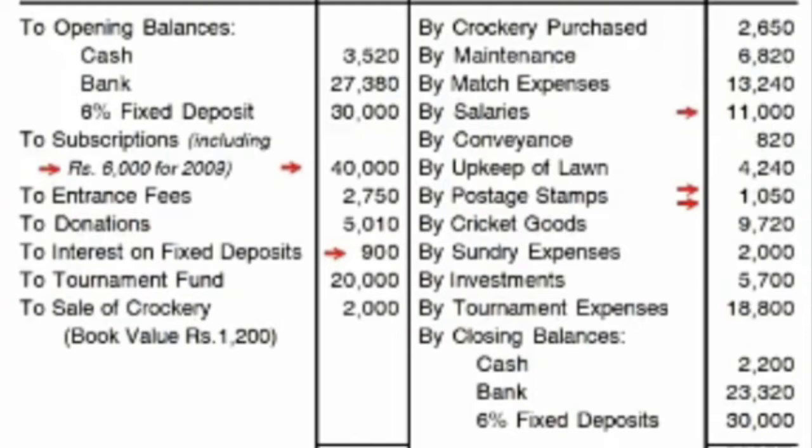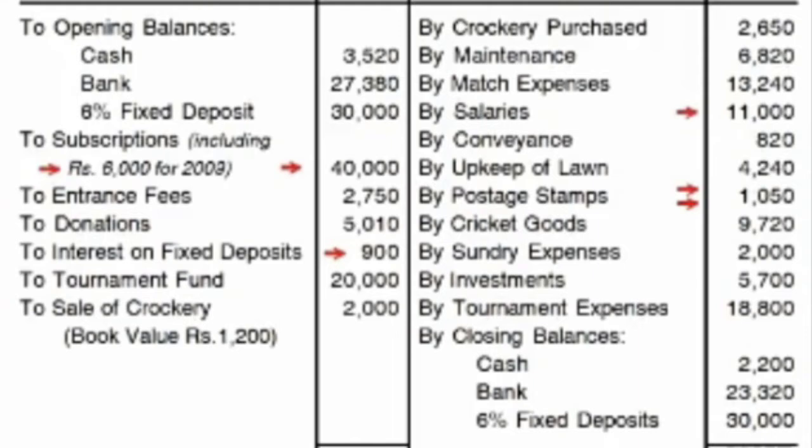First, you should draw income and expenditure account for the year ending 31st December 2010 and a balance sheet as on 31st December 2009 and one more balance sheet as on 31st December 2010. The first item is the opening balances. Cash 3520, bank 27,380, 6% fixed deposit 30,000. These are the opening balances of cash, bank and fixed deposit.